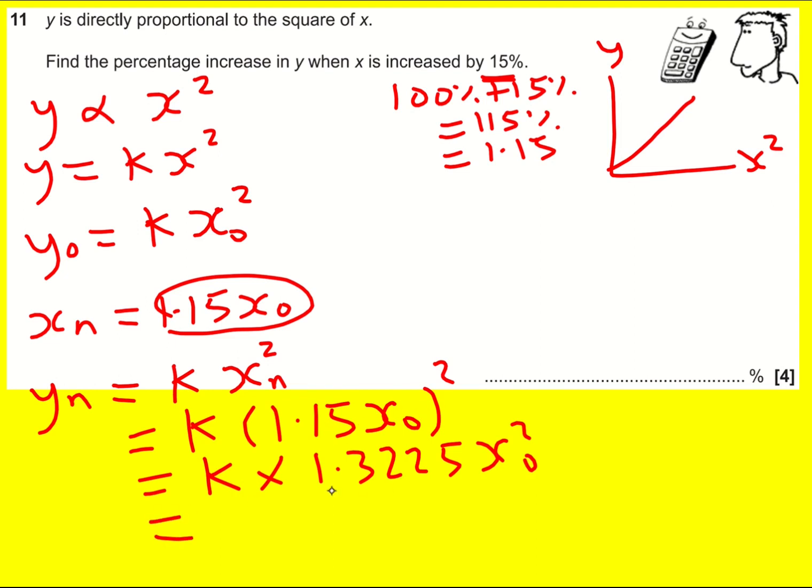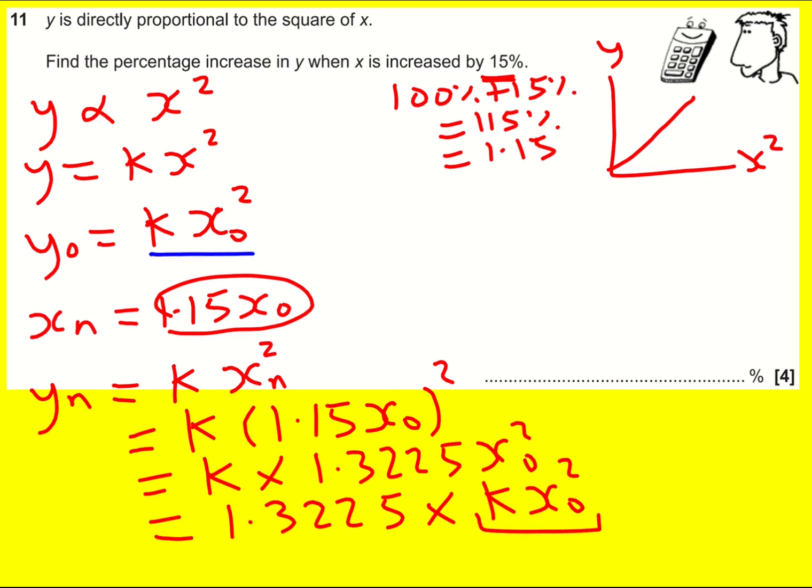Right, where does that leave me? That leaves me with, I can write this as 1.3225 times k x old squared, but this thing here is this thing here. So this is just y old. So y new is equal to 1.3225 times y, the original y.